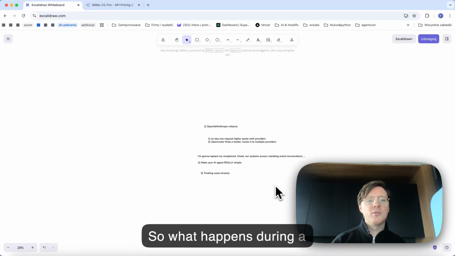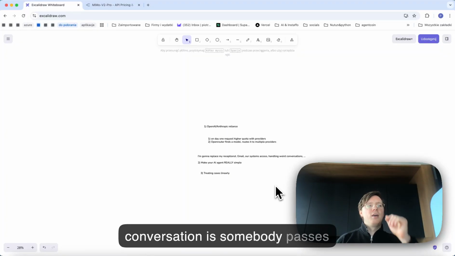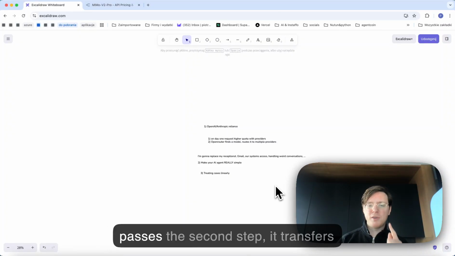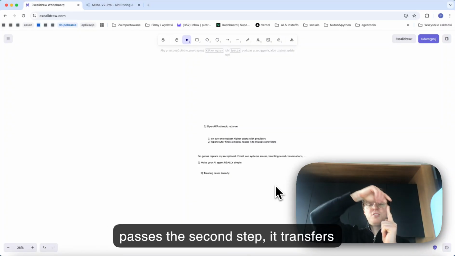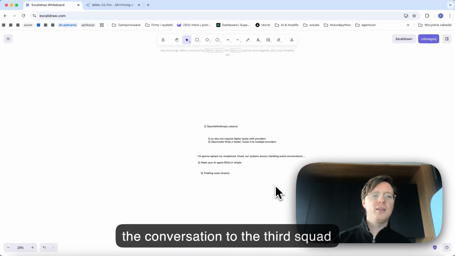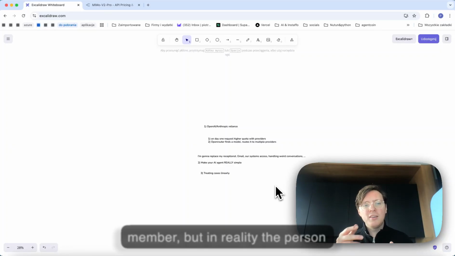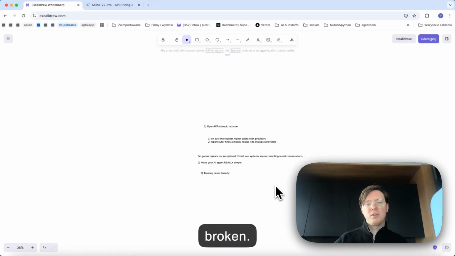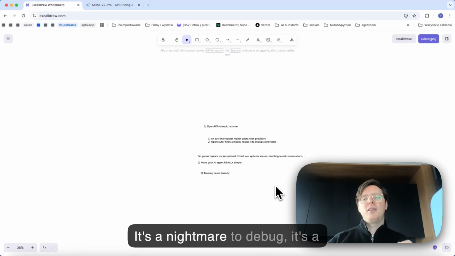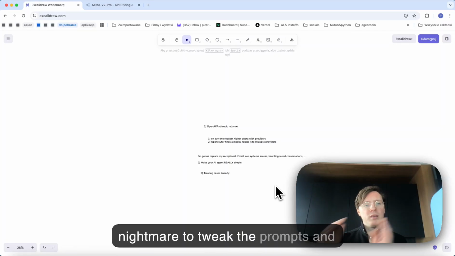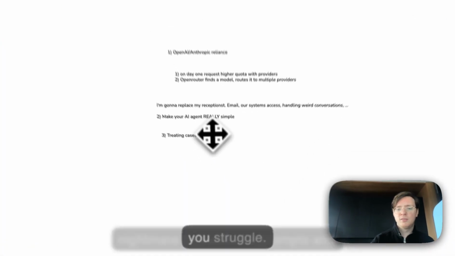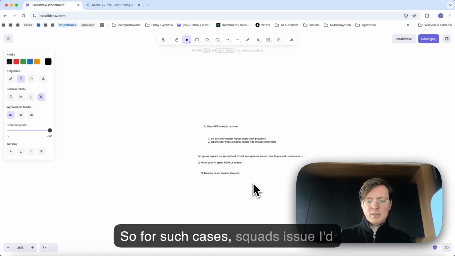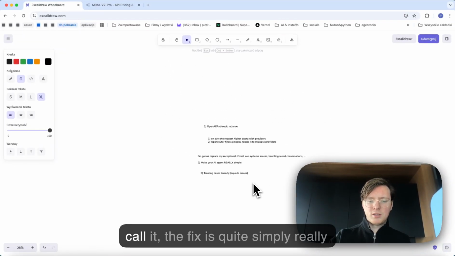So what happens during a conversation is somebody passes the first step, and the LLM thinks the person passes the second step. It transfers the conversation to the third squad member, but in reality, the person should still be talking to the second member, and now everything is broken. Nothing will work. It's a nightmare to debug. It's a nightmare to tweak the prompts, and you struggle. So for such cases, I'd call it the squads issue.